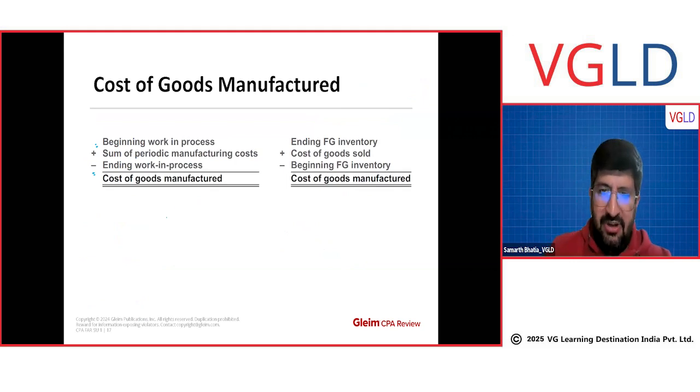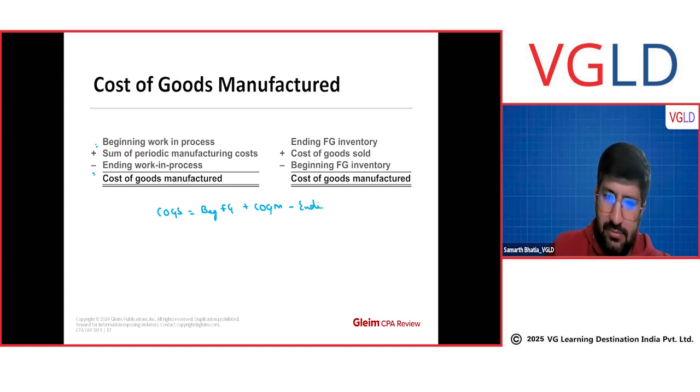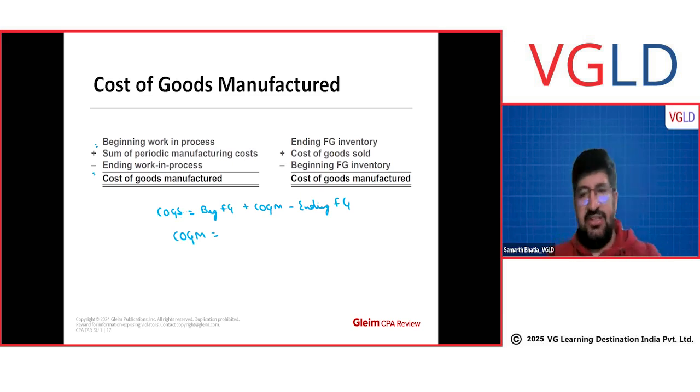Like the formula for cost of goods sold is beginning finished goods inventory plus cost of goods manufactured minus ending finished goods inventory. If I have to calculate the cost of goods manufactured using this formula, then to the cost of goods sold, when I add the ending finished goods inventory and I subtract the beginning finished goods inventory, I'll get the same thing.